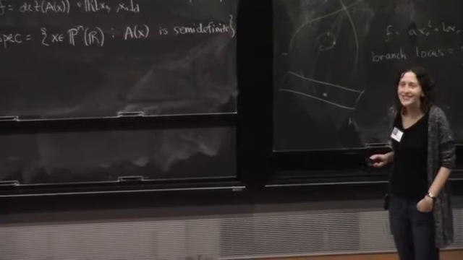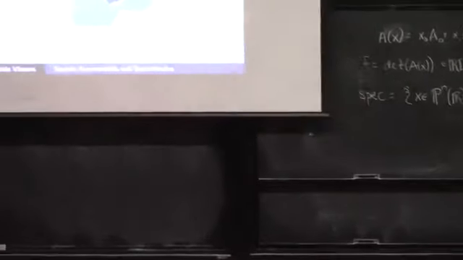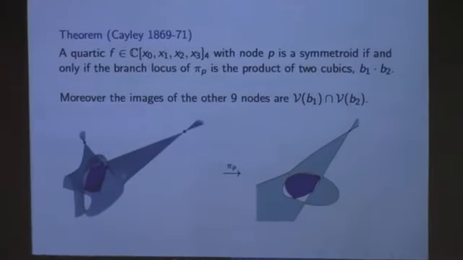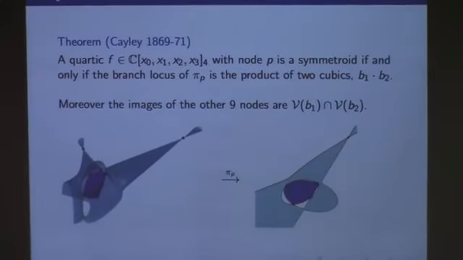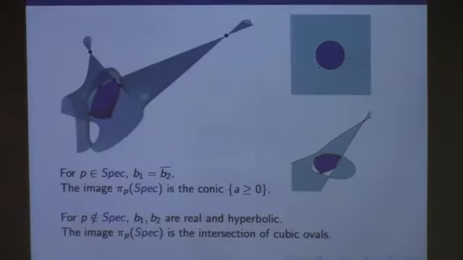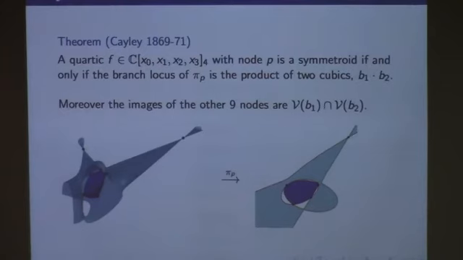Does every 6 nodal sextic factor? No. I think the answer is no. There are 9 nodal sextics that don't factor into 2 cubics. And I think the consequence for these surfaces is that there are 10 nodal quartics that are not symmetroids.